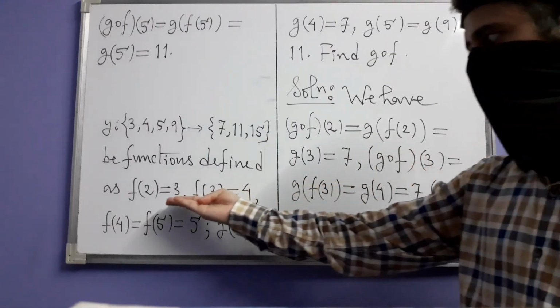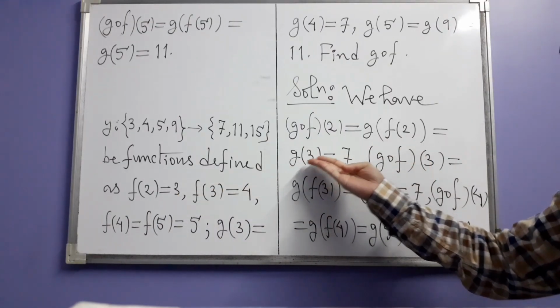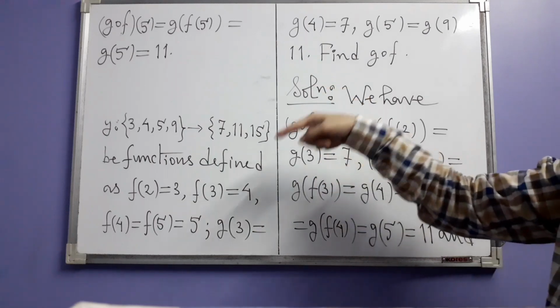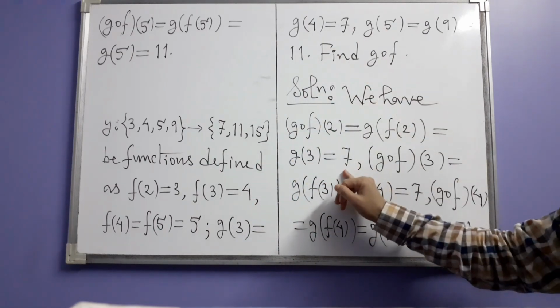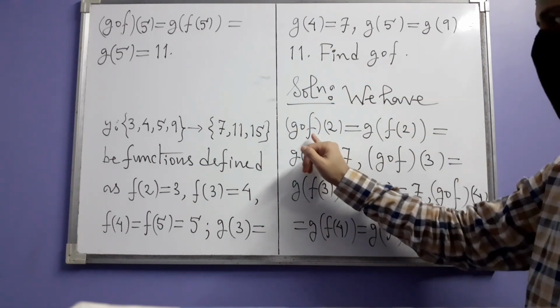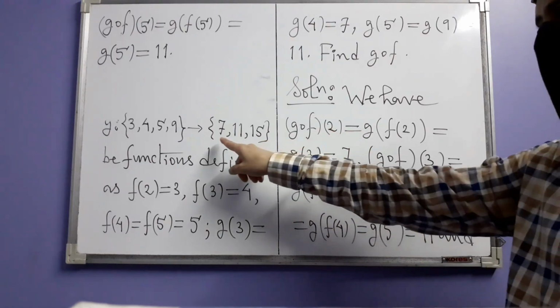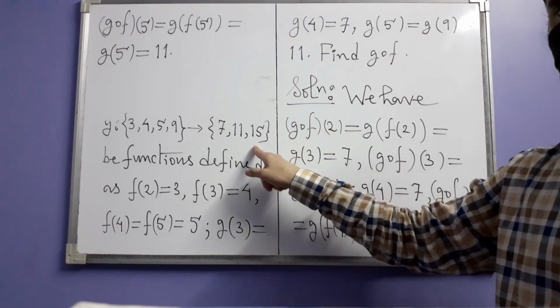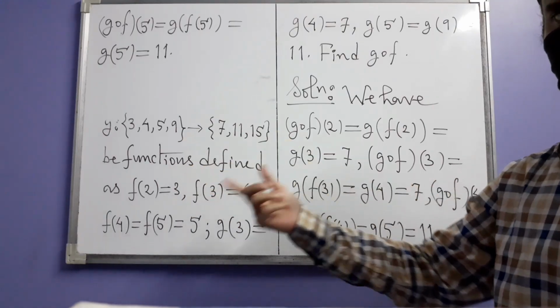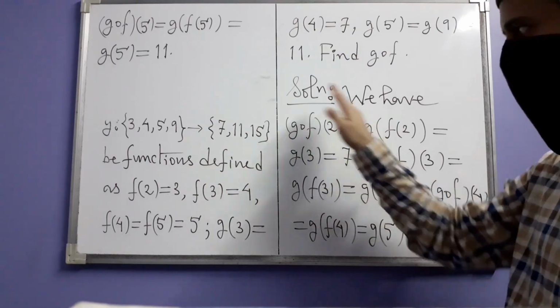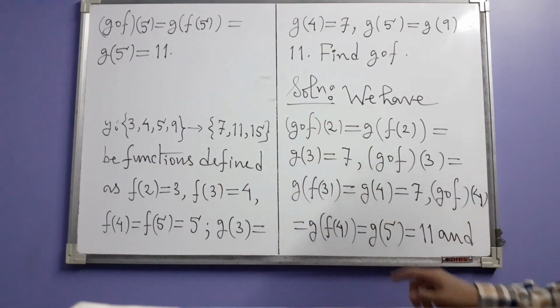Now f of 2 is 3, so that equals g of 3, and g of 3 is 7. So that's how this is 7. That means this composition maps 2 onto 7. Note that 7 lies here, which is the codomain of g and also by definition the codomain of this composition.